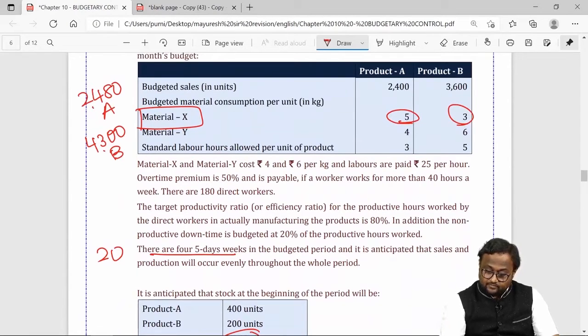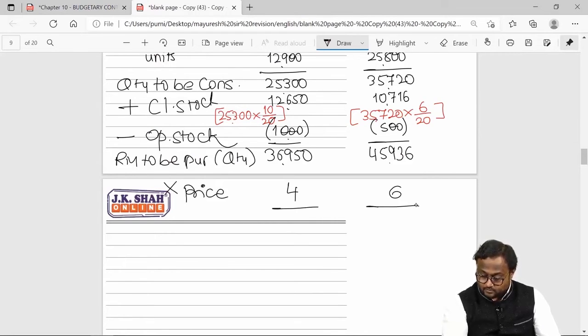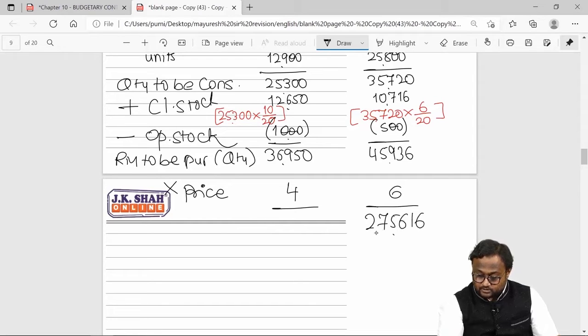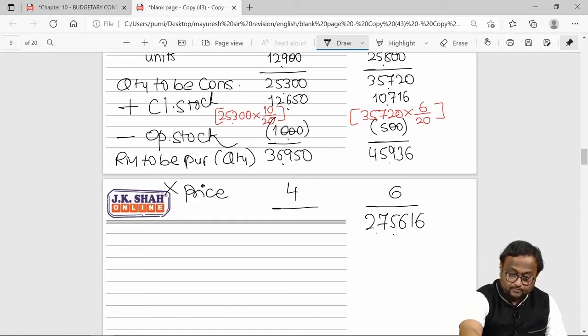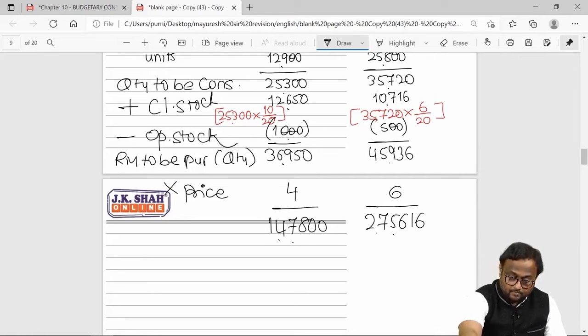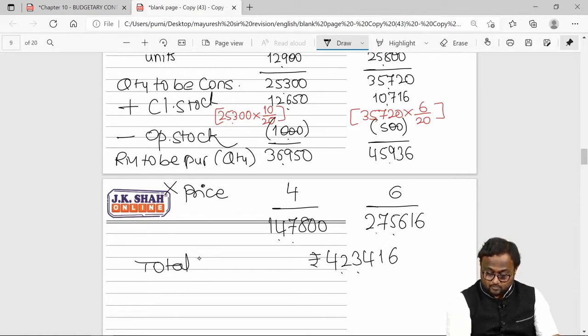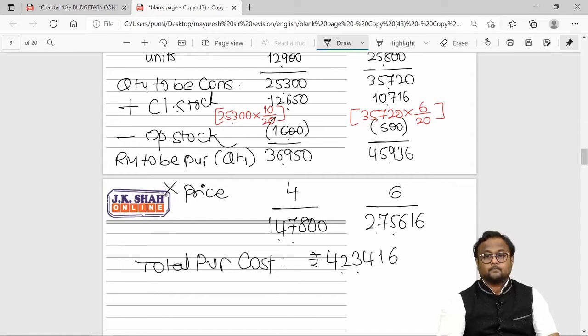How much is the price given? The price given is 4 and 6, which will be multiplied here. 75,616, 36,950 into 4, 147,800. 423,416 is going to be my total purchase cost. This is what we have.